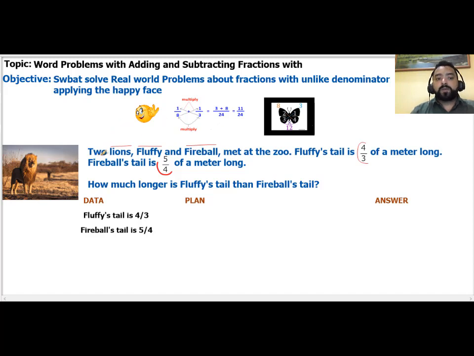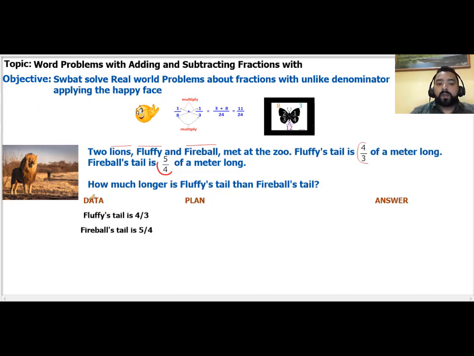In this case, we have two lions, Fluffy and Fireball, met at the zoo. Fluffy's tail is 4/3 of a meter long. Fireball's tail is 5/4 of a meter long. How much longer is Fluffy's tail than Fireball's tail? In this case, we are going to find the quantity of how much longer one is than the other. So that means that we are going to subtract them.